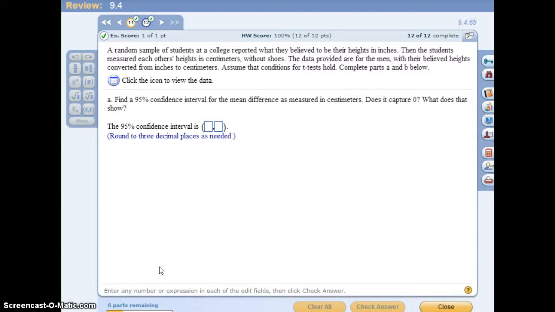In this question, a group of college students reported their believed heights, and after that, their real actual heights were measured. They want to see if there are differences between the believed heights and the measured heights. In question A, they want us to find a 95% confidence interval for the mean difference.